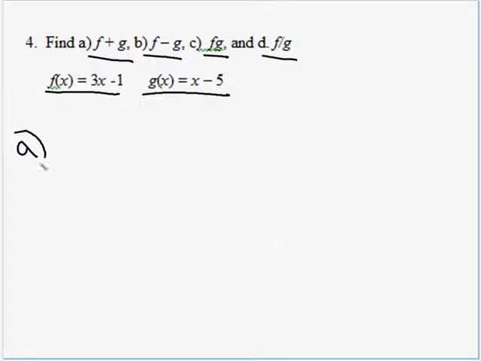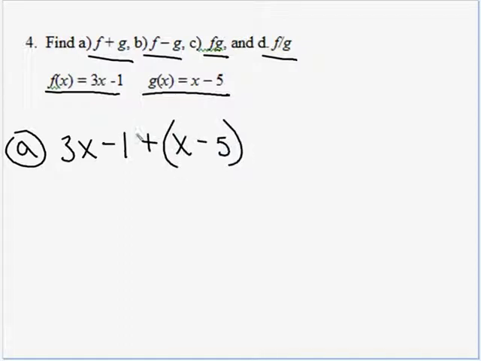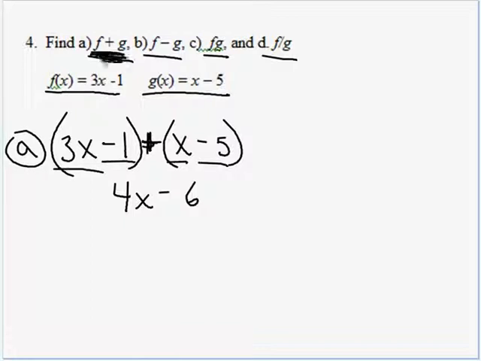So for part A, we're just adding. Here's our first function plus our second function. Since we're adding, the parentheses are basically meaningless. Collect your like terms. 3x and x is 4x. Minus 1 and minus 5 takes us to minus 6. So there is f plus g of x.